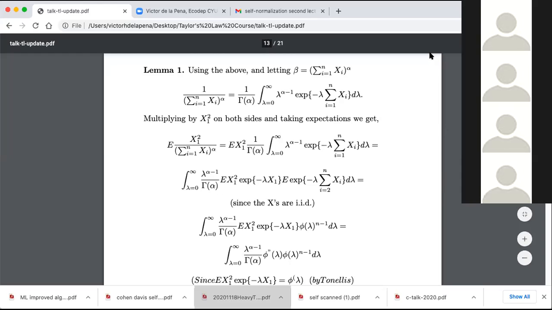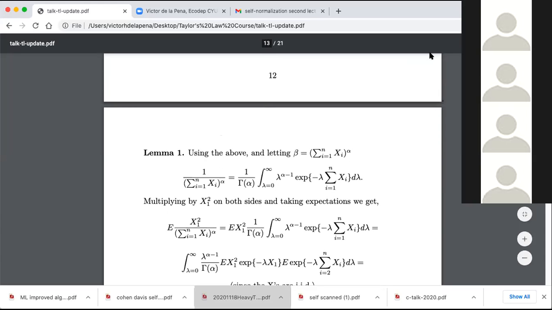Now, when we look at the right-hand side, we have the expected value of e to the minus lambda times the sum, i going from 1 up to n, of X_i. If you notice, we have X1 squared times e to the minus lambda X1, which is independent from the sum from 2 to n of X_i. So I can take the expectation of X1 squared e to the minus lambda X1, and using independence, write the third line as the expected value of X1 squared e to the minus lambda X1, times the expected value of e to the minus lambda summation, i going from 2 up to n, d lambda.